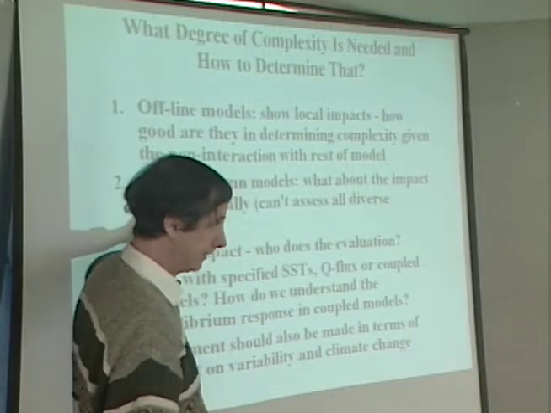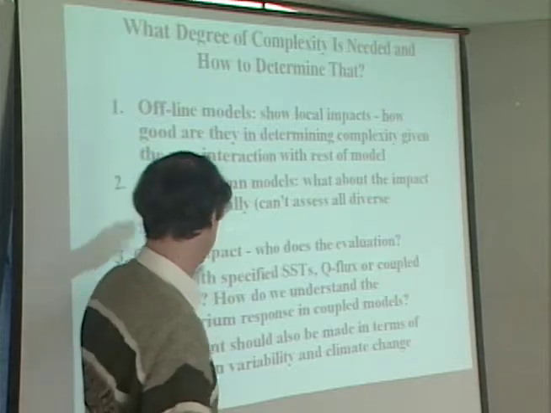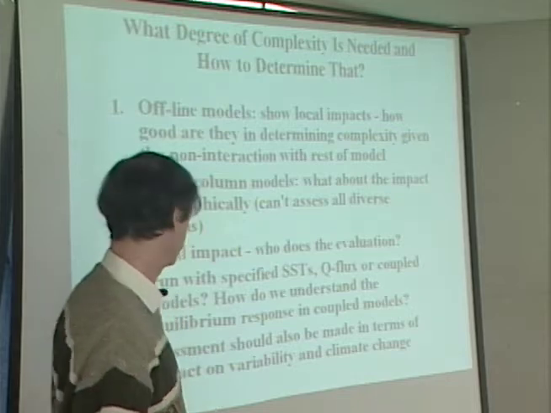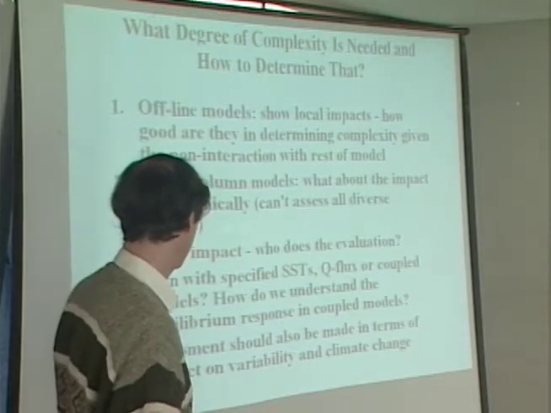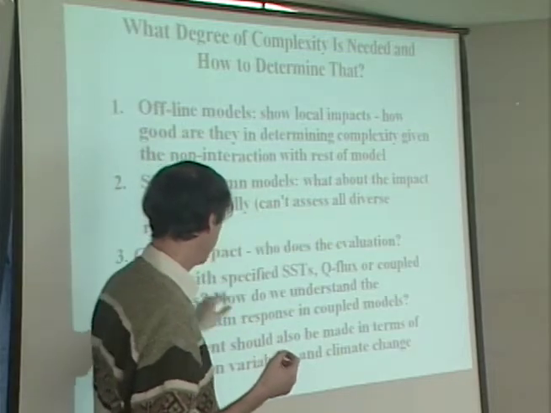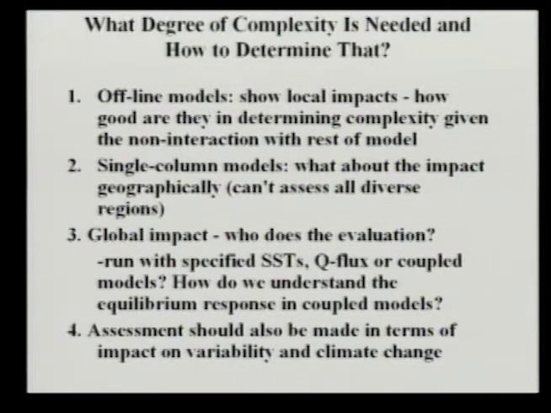I mean, this is a way, and this is the way people are actually trying to understand the degree of complexity needed. But ultimately, you have to put it into the GCM to make that determination. And then when it's in the GCM, who does the evaluation, and how do you run the GCM? If you run it with specified sea surface temperatures, then what you've put in may have very little impact because everything's controlled by those specified sea surface temperatures. It might have more of an impact if you allowed the ocean temperatures to respond.